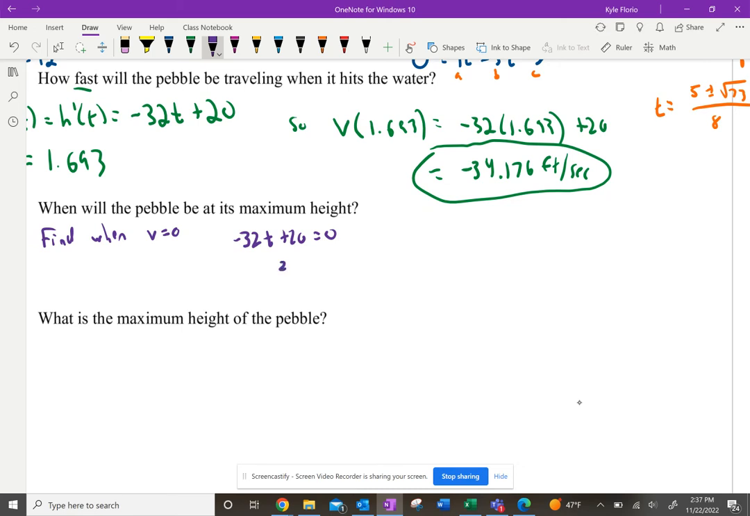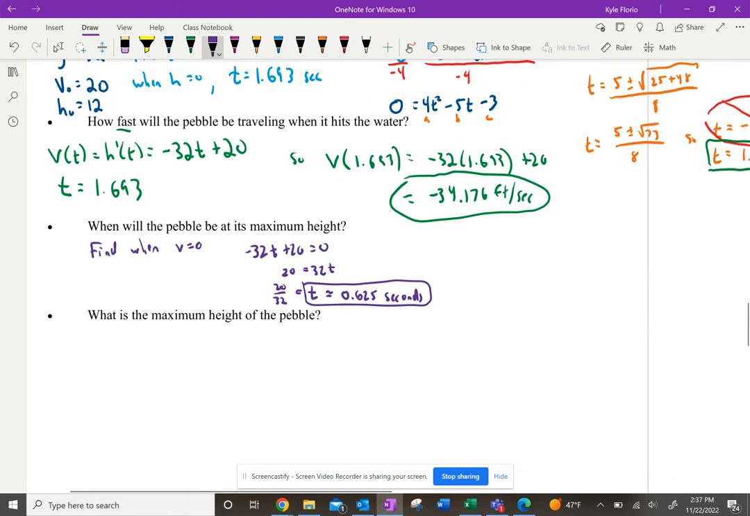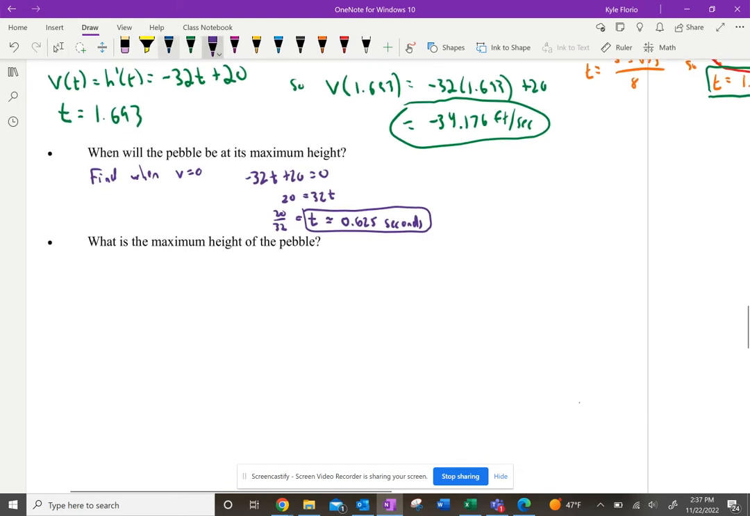So I can add 32t to both sides. Divide both sides by 32. And so 20 over 32 is 5/8, which is about 0.625 seconds. Right? So it hits its max height at about 0.625 seconds, and it hits the ground at 1.693 seconds. So it should hit its max height before it hits the ground. So that checks out. What's the maximum height of the pebble?